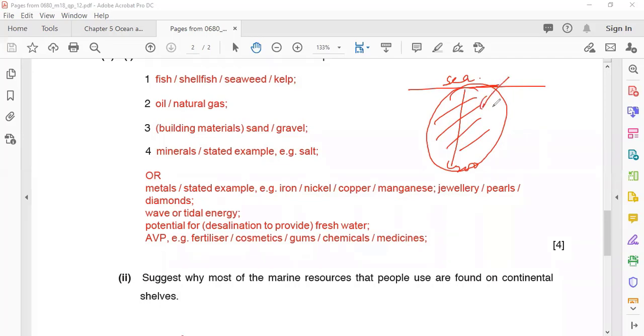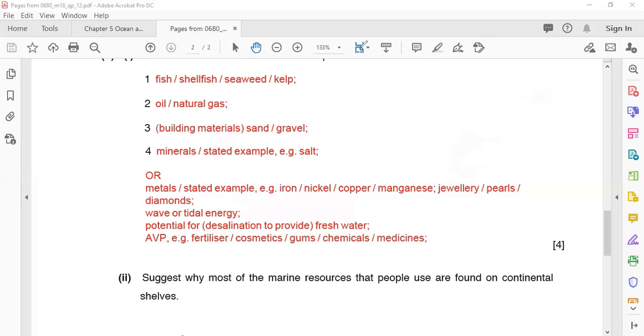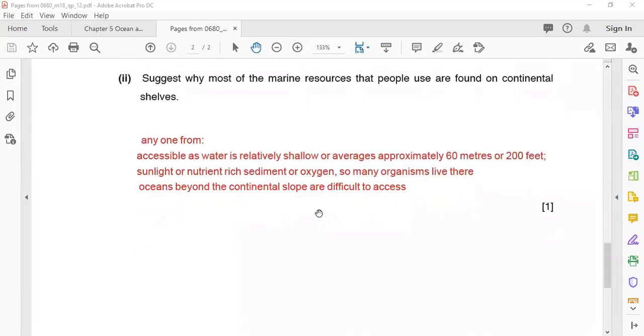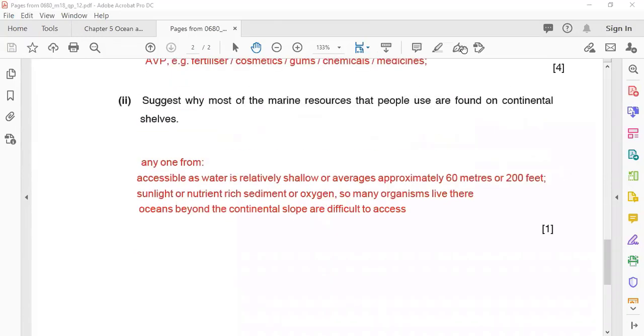Why is this a good place for fish and other things? Why? Because here, what is the reason? There is more sunlight. The sunlight can penetrate it. Good. More oxygen there, and one more, nutrients you will find there. Remember? Accessible water. People can go to that water. Sunlight, nutrients, oxygen, all these things. Understand? Okay. Good.